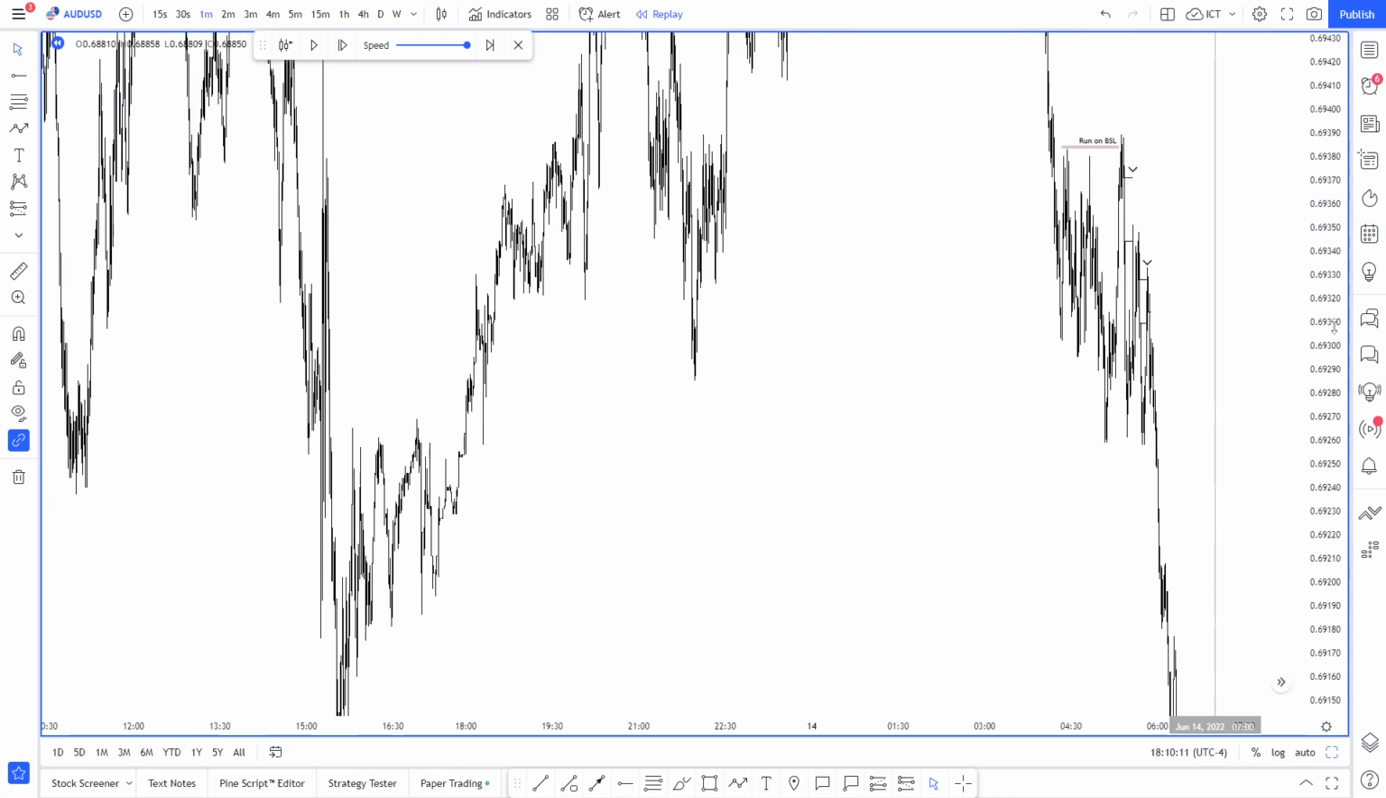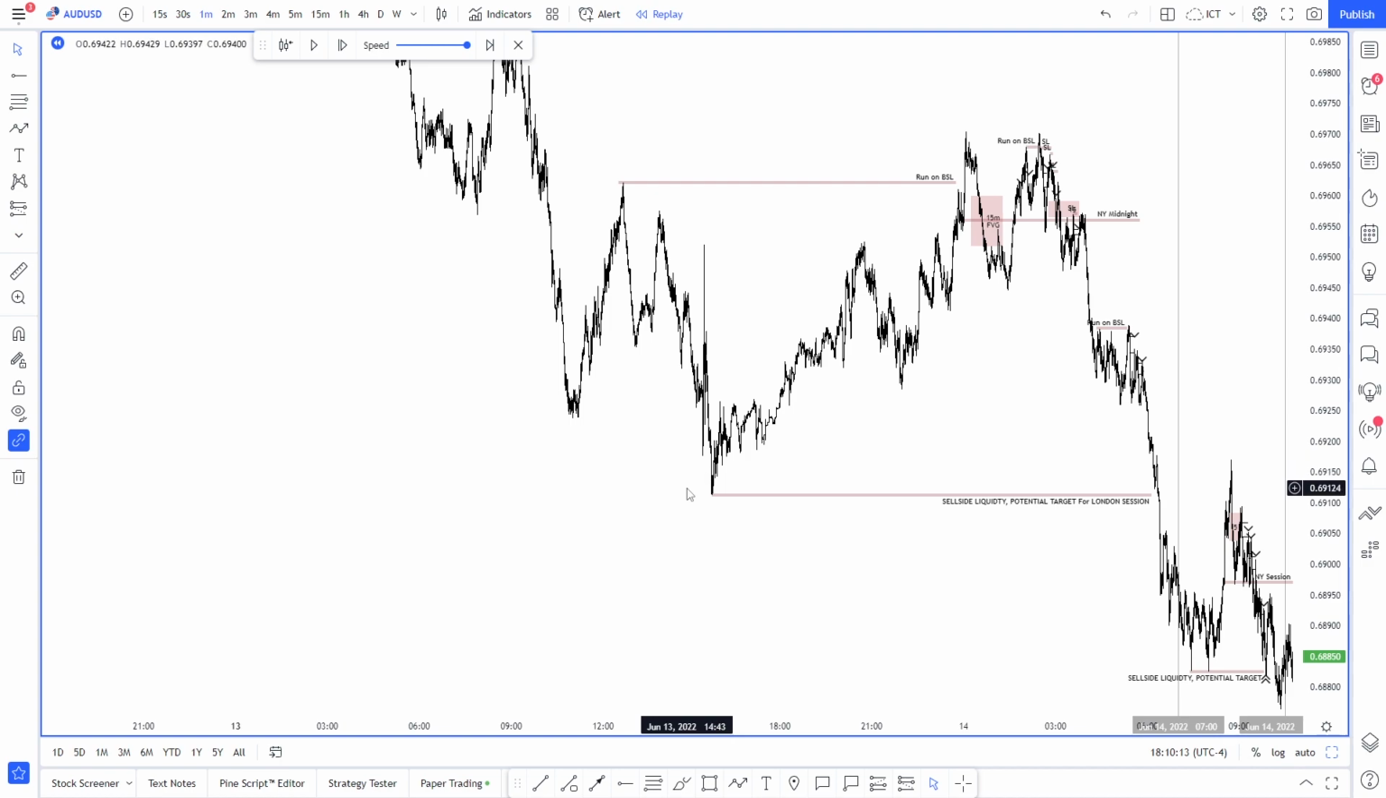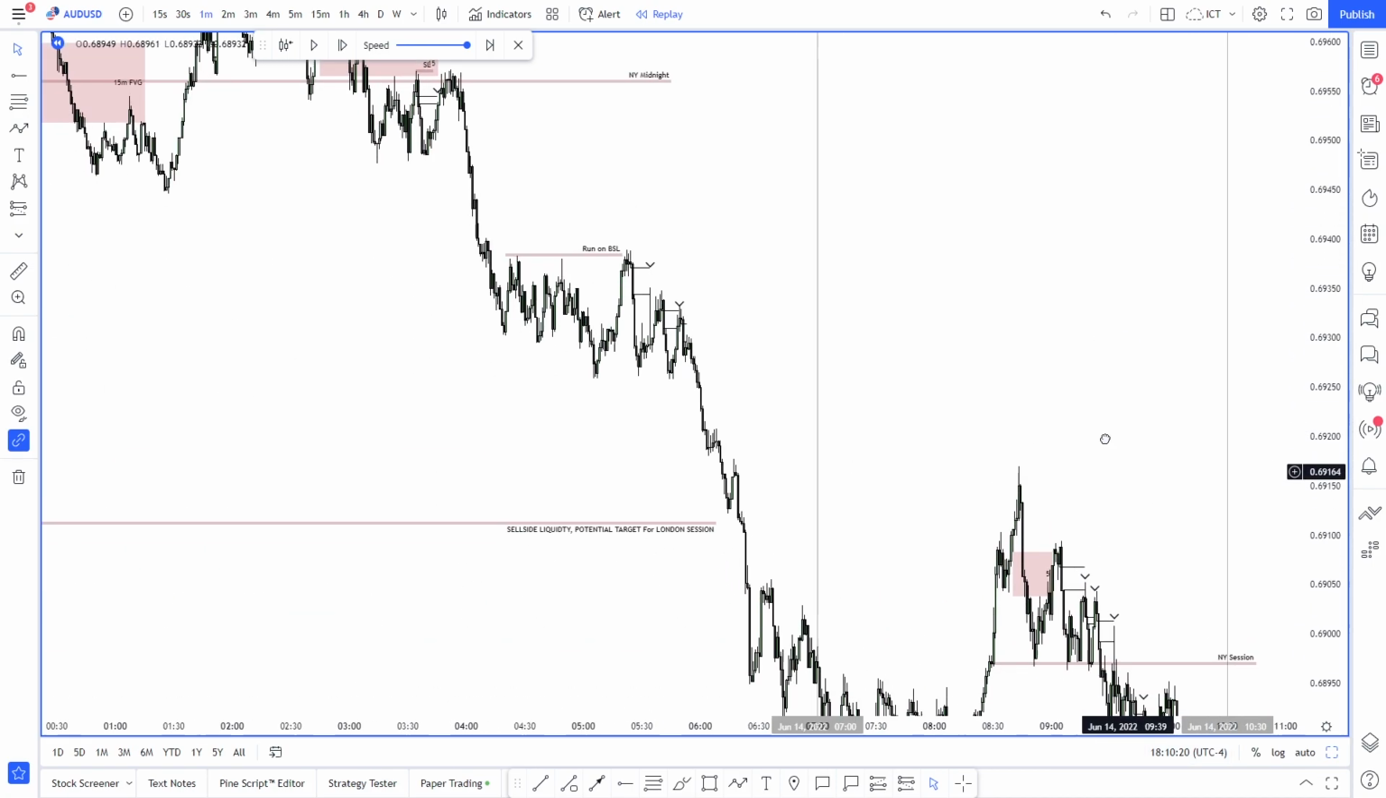And then we have the continuation through what becomes sell side liquidity, a potential target for our session, which is just this low goes here, just pending there. We also have this couple of lows, could have been this as well, who knows. So then we get into New York session.